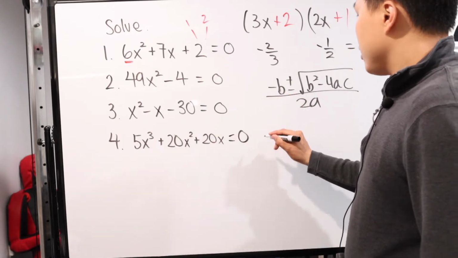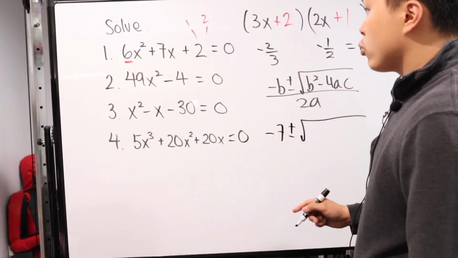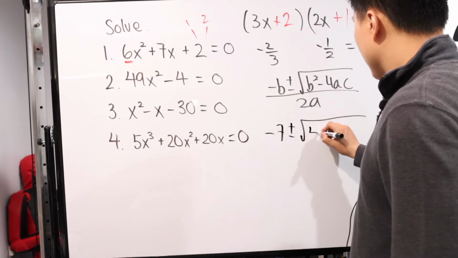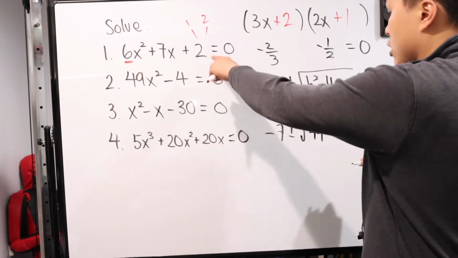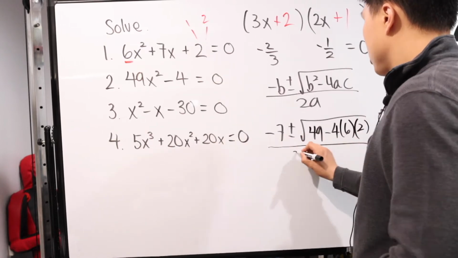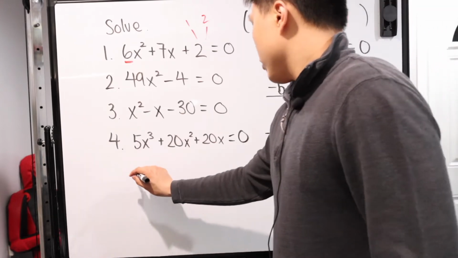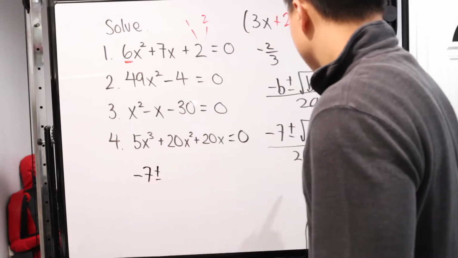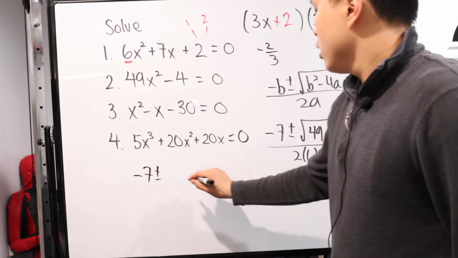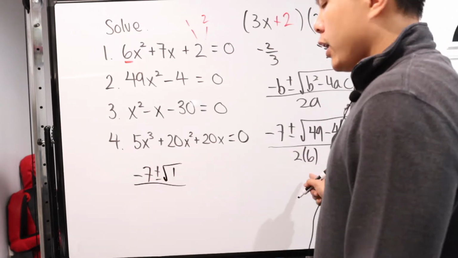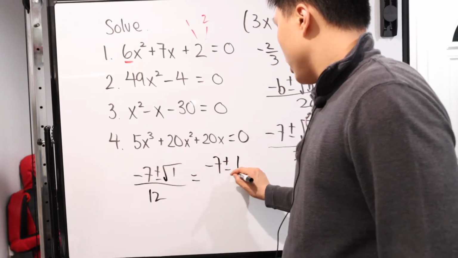All right, negative b, that's going to be right here, right? Negative 7 plus or minus the square root of b squared, which is 7 squared. 7 times 7, 49. Minus 4 times a, which is going to be 6, and c is going to be 2, all over 2a. So it's going to be 2 times 6. Okay, well, in that case, that's going to be fairly simple. Let's just write it right here. It's going to be negative 7 plus or minus the square root of 49, and this is what, 4 times 6 times 2, that's 48. So 49 minus 48, that's 1. Square root of 1 over 2 times 6, that's 12. So technically negative 7 plus or minus 1 over 12.